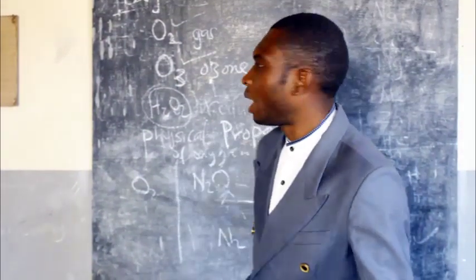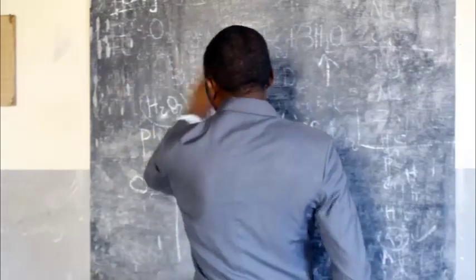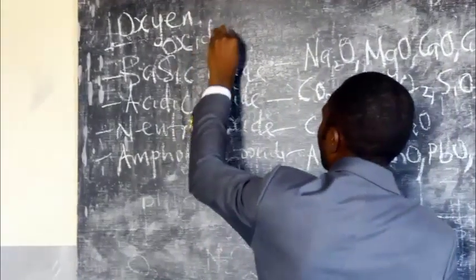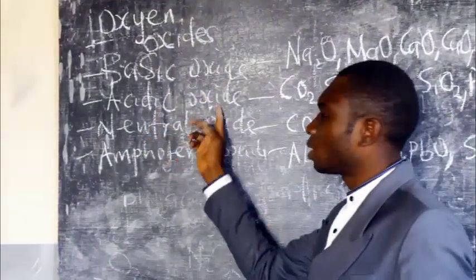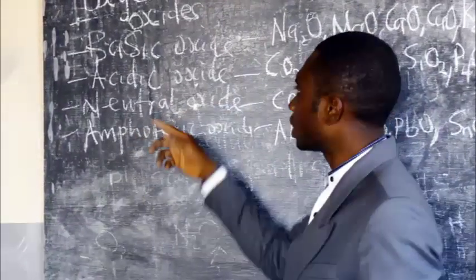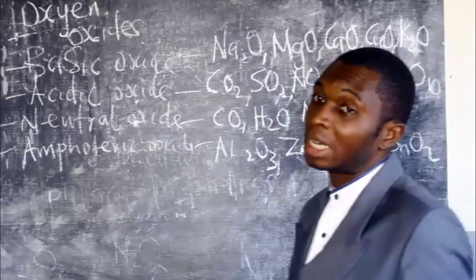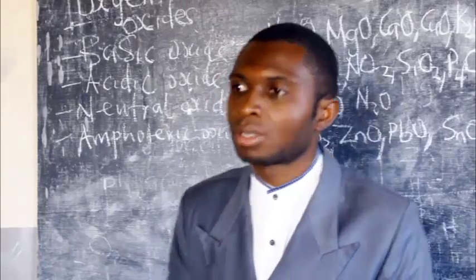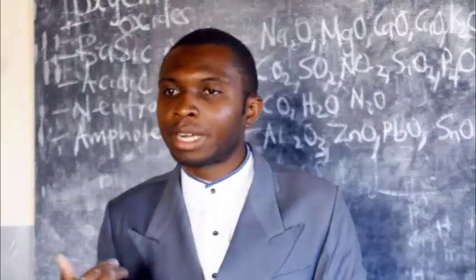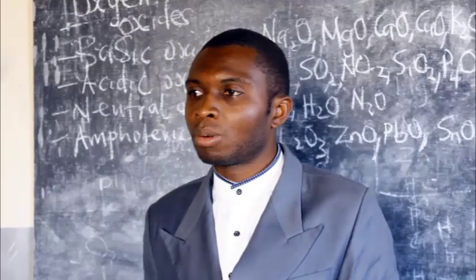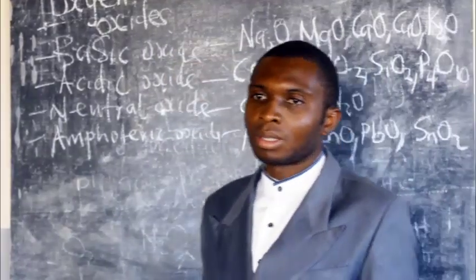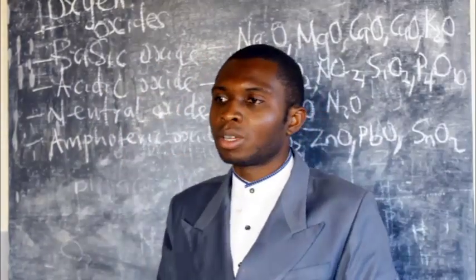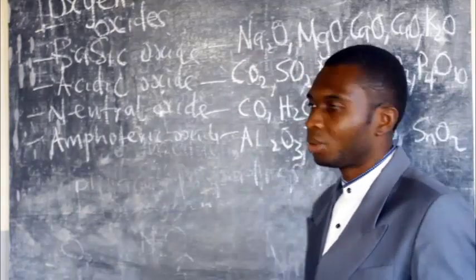We have basic oxide, acidic oxide, neutral oxide, and amphoteric oxide. Basic oxides are oxides of what? Metals, right? Basic oxides are oxides of metals. When they react with water, they behave like a base. That's why we call them basic oxides. They behave as a base because they form hydroxides.